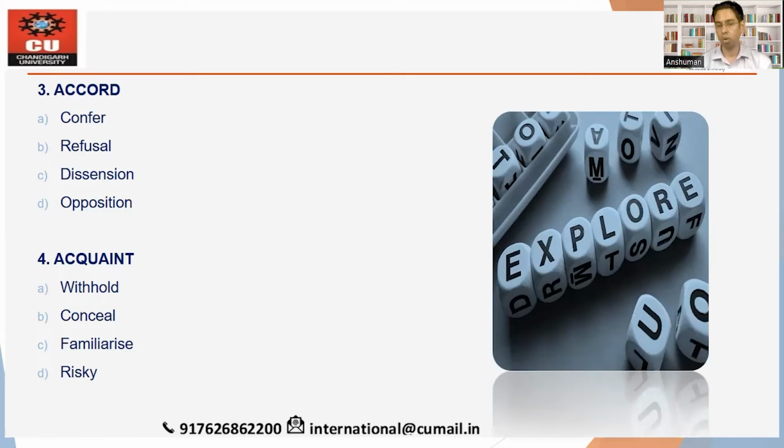Conceal and risky are also different, and they have no relevance to familiarize, so they are also removed. And the correct option is option C, which is familiarize. So now we can make a sentence using acquaint also. I met him yesterday and I found him well acquainted with the subjects which he is going to teach. Hence, the synonym of acquaint is familiarize. Let us move ahead and see the next part.